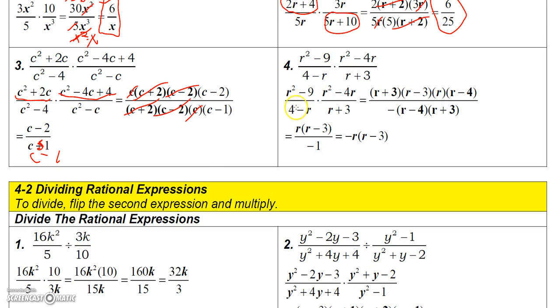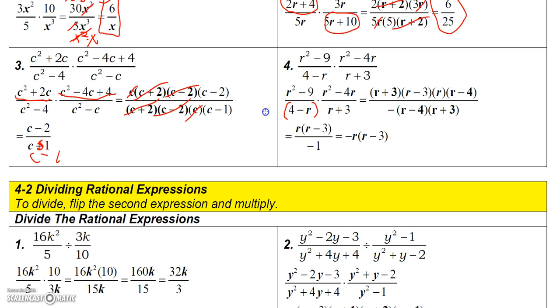Okay, so on this one, I have r squared minus 9 over 4 minus r, and here I have r squared minus 4r over r plus 3. Well, I know r squared minus 9 factors into r plus 3 times r minus 3, and I can factor an r out of this and get r times r minus 4. Now, what I did here is this 4 minus r, I didn't like it written that way.